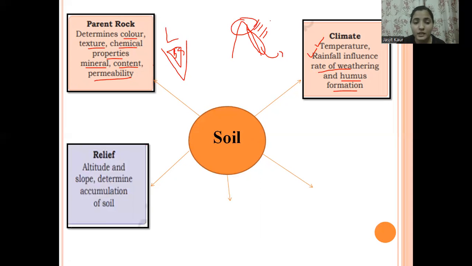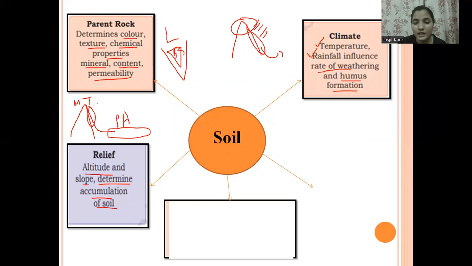Now relief. Relief affects the altitude and slope, and it also determines the accumulation of soil. We can take again the example of mountain and plain area. We know that in the mountain area with heavy rainfall, all the top layer of the soil is eroded to the plain area. That is why we can find a very thick layer of soil in the plain area, which is fertile in nature. And in the mountain area, we can find a thin layer of soil, which is infertile in nature.